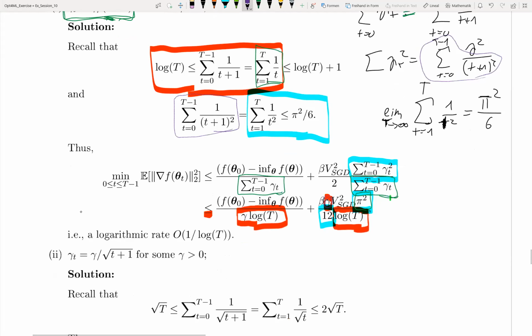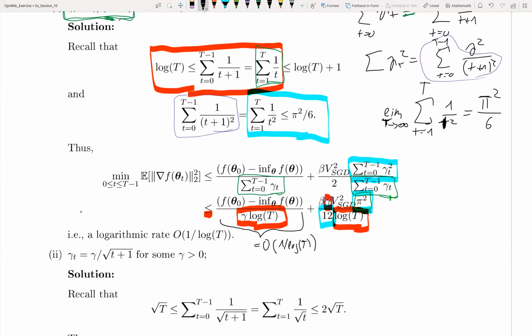Okay, and now what we see is this is an O of logarithm t. So it's converging quite slowly to 0.